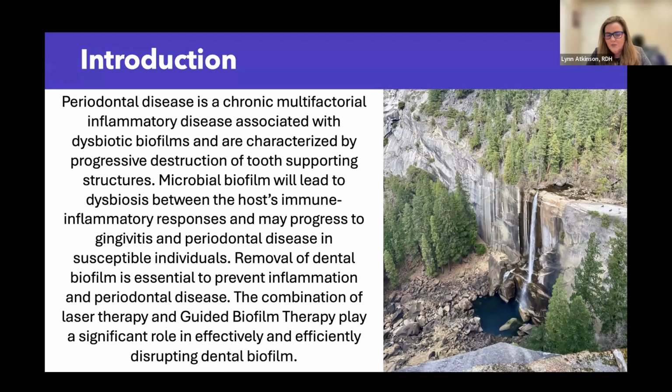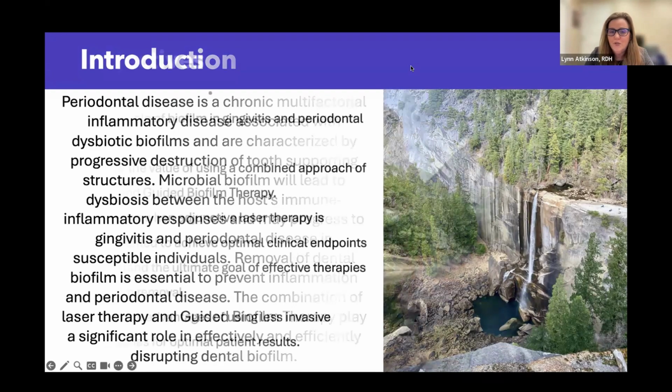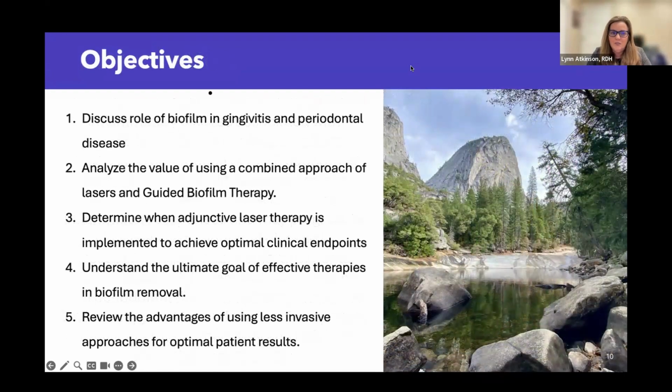The combination of laser therapy and guided biofilm therapy plays a significant role in effectively and efficiently disrupting that dental biofilm. So nothing has rocked my world as much as guided biofilm therapy has. I've been using it for approximately the last 2 years, and the lasers for about 28 years now.